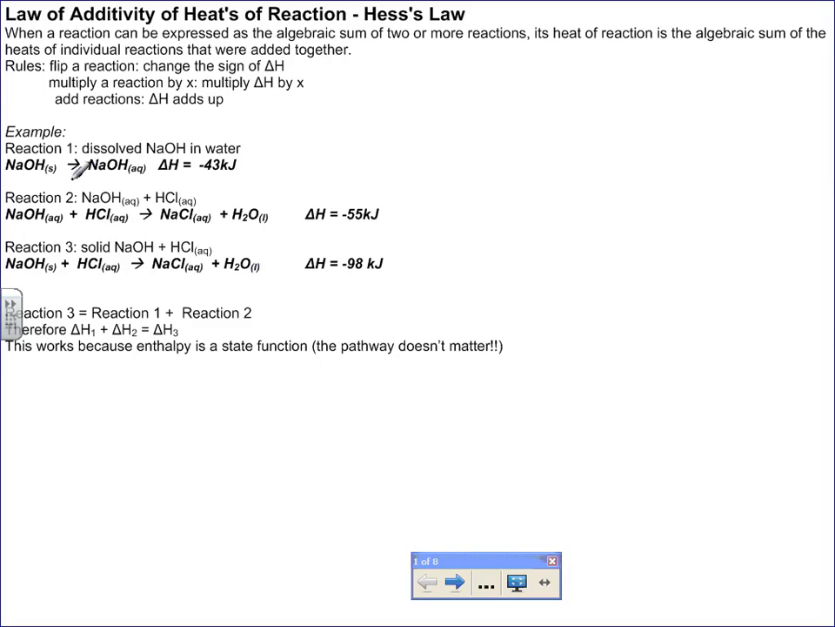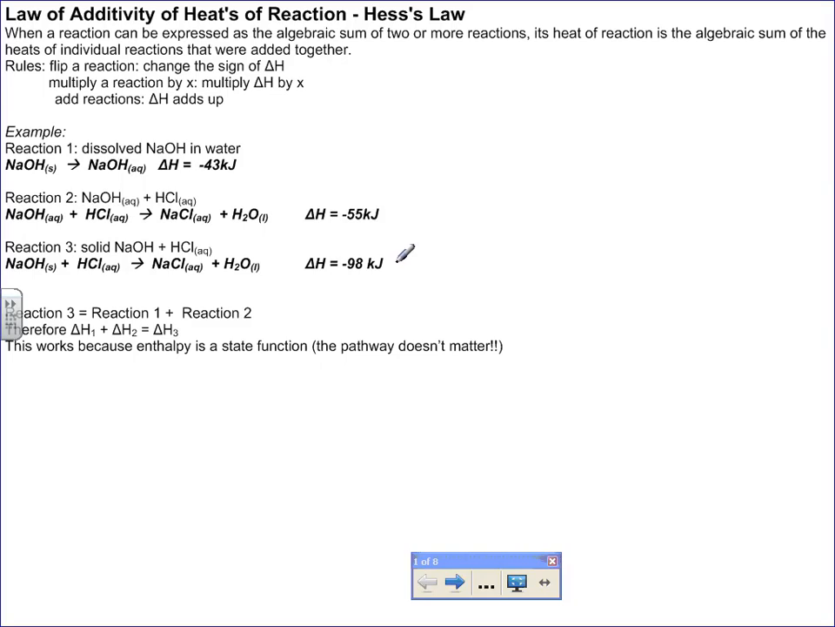So let's look at this for a minute. Sodium hydroxide, a solid, dissolving. The heat of solution for this reaction is negative 43 kilojoules. So 43 kilojoules is released in this process. The reaction between sodium hydroxide solution and hydrochloric acid solution is an acid-base reaction with a delta H value of negative 55.